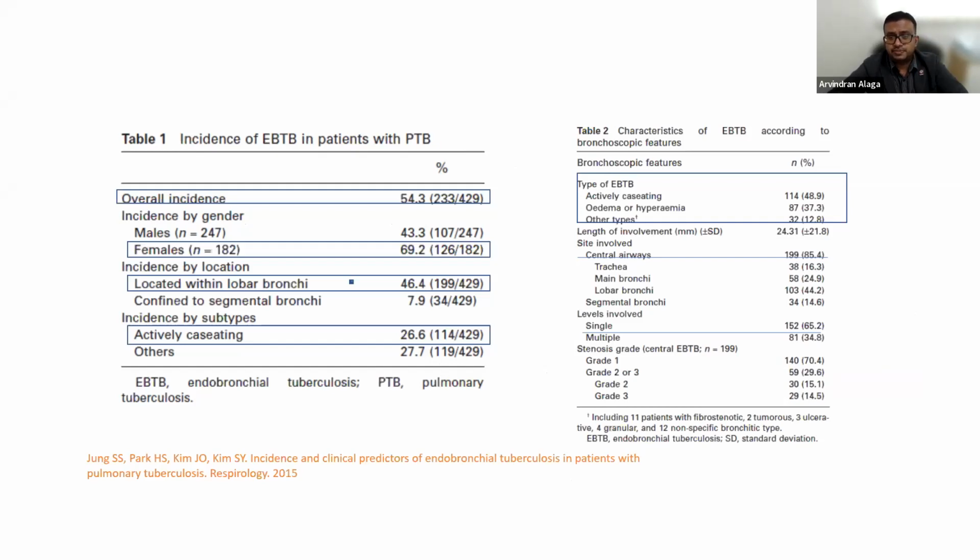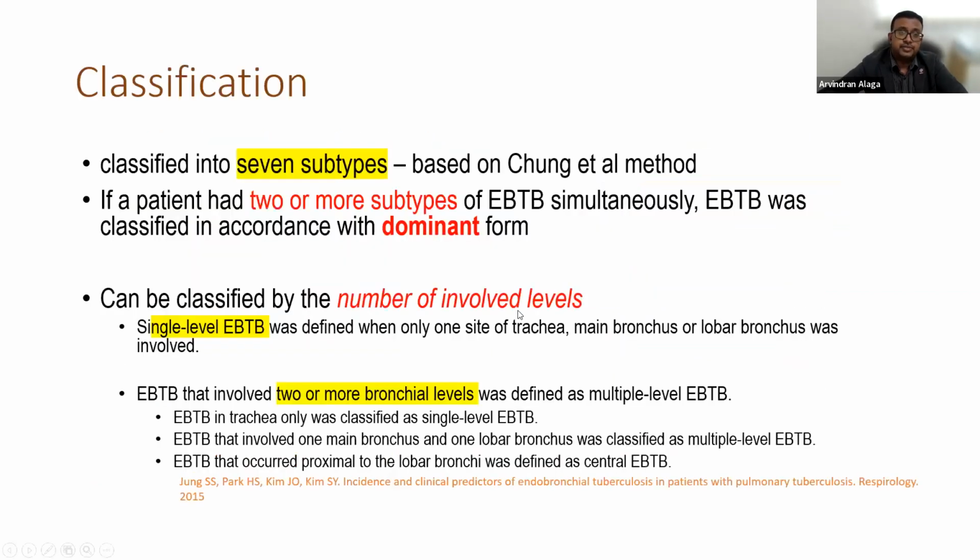And if you notice, central airways are involved commonly, around 85%, and trachea around 16%, whereas the main bronchi and lobar bronchi are the majority of the places where it actually gets involved. And usually grade 1 stenosis is followed by grade 2 and grade 3, in terms of the rate. So we need to know about the classification.